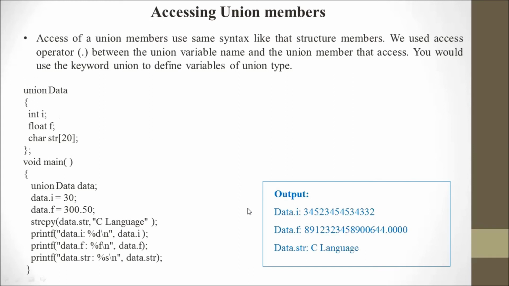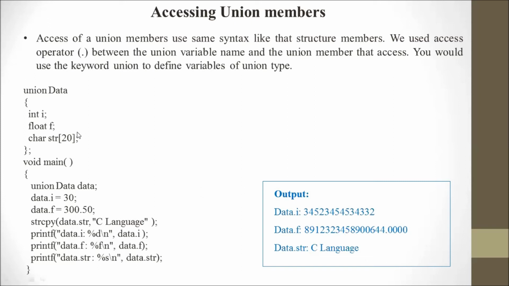Accessing union members. Access of union members uses the same syntax as structure members. We use the access operator. So the dot is the access operator between the union variable name and the union member that we access. You would use the keyword union to define variables of union type.